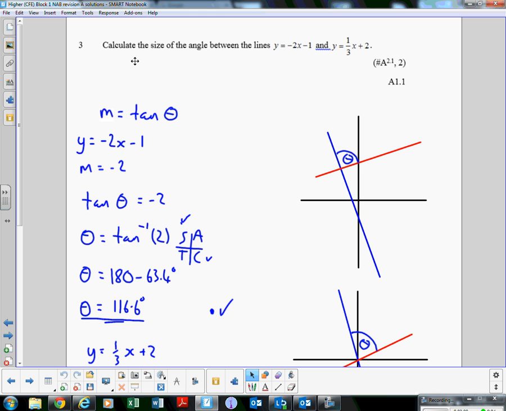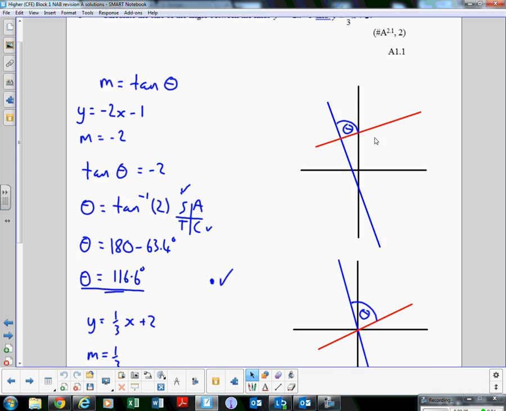Right, question 3, reasonably tricky. Calculate the size of the angle between these two lines. Now this line, I know, has a gradient of -2 and a y-intercept of -1, so that's the blue line there. It's going to look something like that. y equals 1/3 x plus 2, a gradient of 1/3, a y-intercept of 2. So I'll mark that with a red line here. So we are looking for this angle.